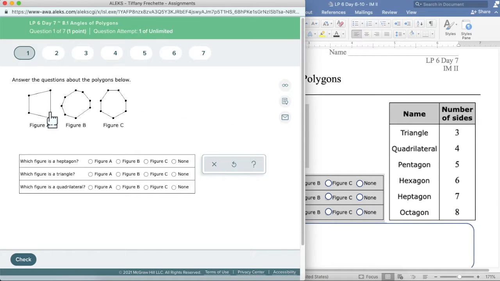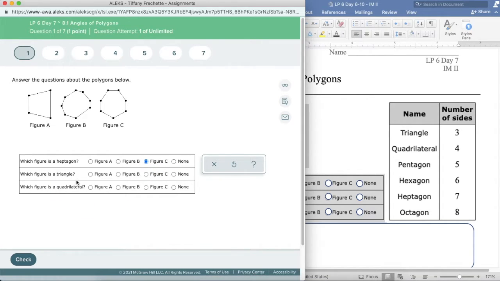And a heptagon I can see has 7 sides. So I want to come over here, and I can count the sides, or I can count the vertices, the dots. So this is 4-sided. This is 1, 2, 3, 4, 5, 6, 7, 8. So it's 8-sided. That's an octagon. 1, 2, 3, 4, 5, 6, 7. So that's 7-sided, or it has 7 vertices. So figure C is a heptagon.